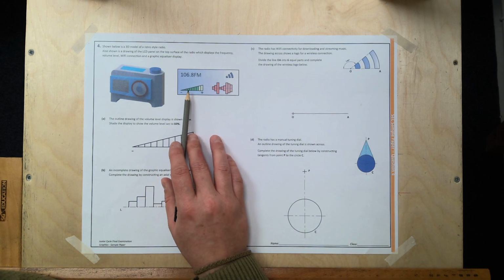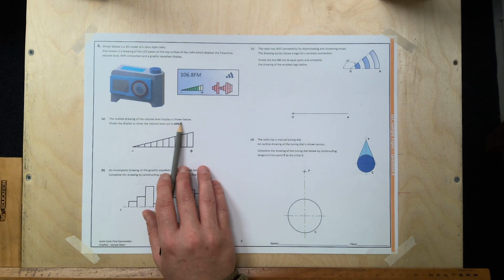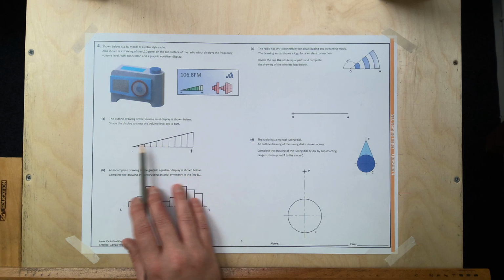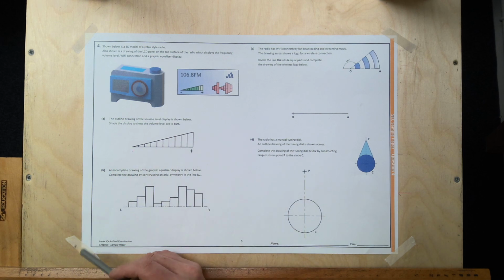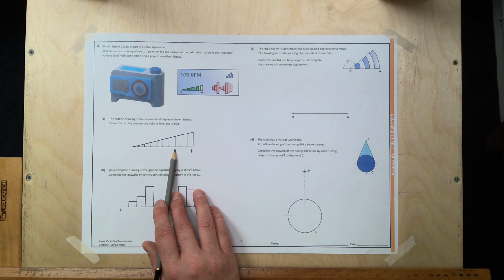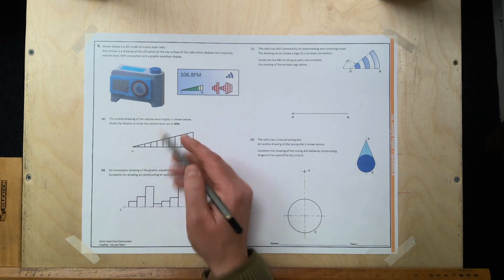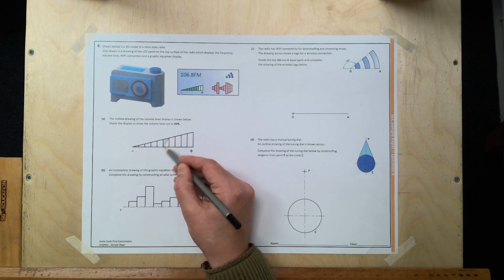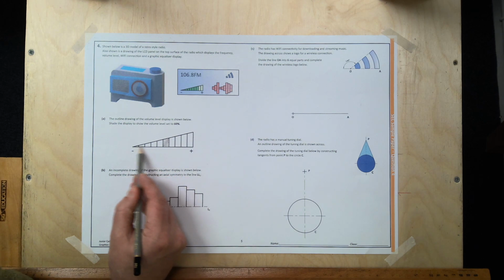So we have here the first part: the outline drawn of the volume level display is shown below. Shade the display to show the volume is set to 60%. So you can see straight away 1, 2, 3, 4, 5, 6, 7, 8, 9, 10. 10 there, nice and handy lads, that's 100%. So you only have to shade 6 of them. So 1, 2, 3, 4, 5, and there's your 6, 4 left over, alright? So they just want you to shade it in. I'll keep it nice and easy and basic. Shade in those 6 out of there.